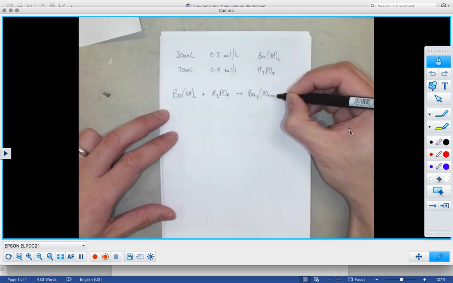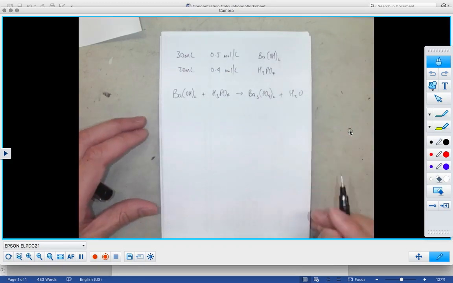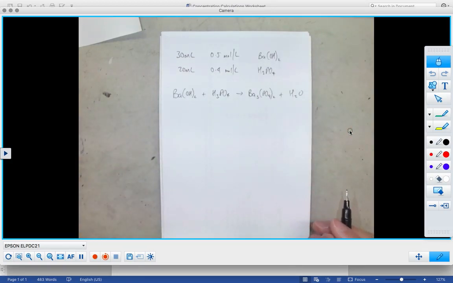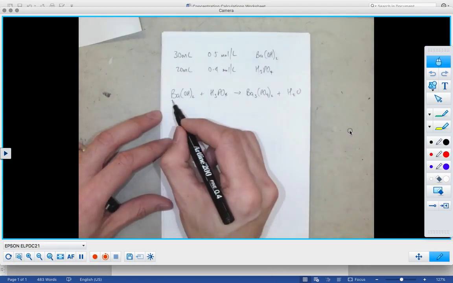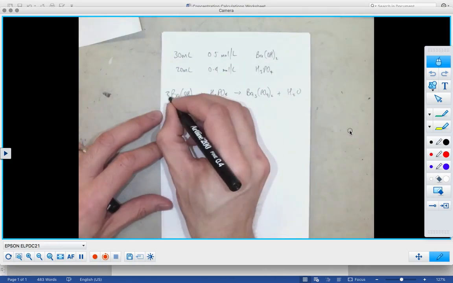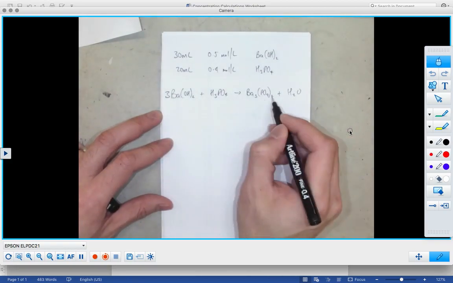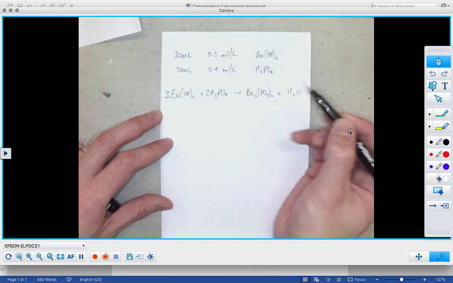Ba3(PO4)2, right? Now we've got that. Can we move on? No, we've got to balance the equation. To balance the equation, let's go bariums: 3 on that side, 1 on that side, so 3. Phosphates: 2 on that side, 1 on this side, so 2.